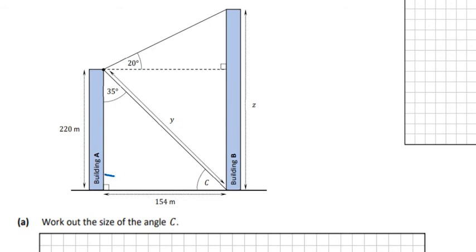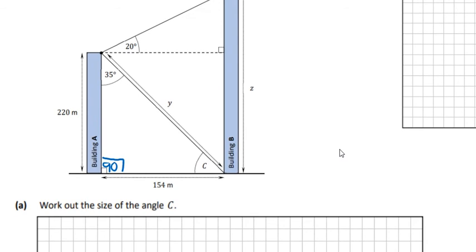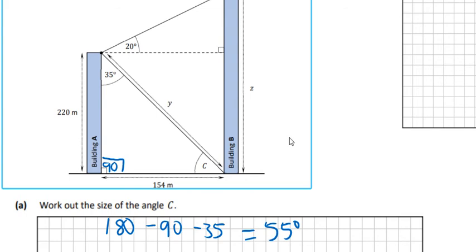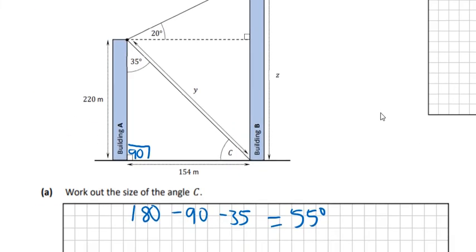What you should know is that this is a right angle here, so that's going to be 90 degrees automatically. And you know that the top angle is 35, and angles in a triangle add up to 180. So you just need to do 180, take away 90, take away 35, and that's going to be your answer. You should get 55 in the end, so 55 degrees. That's the answer to part A.